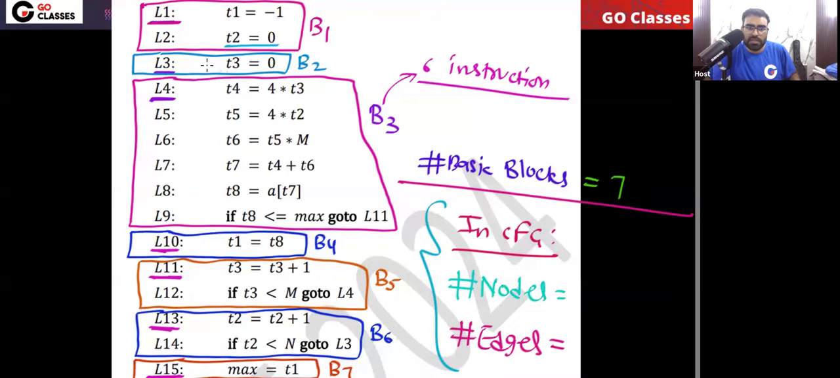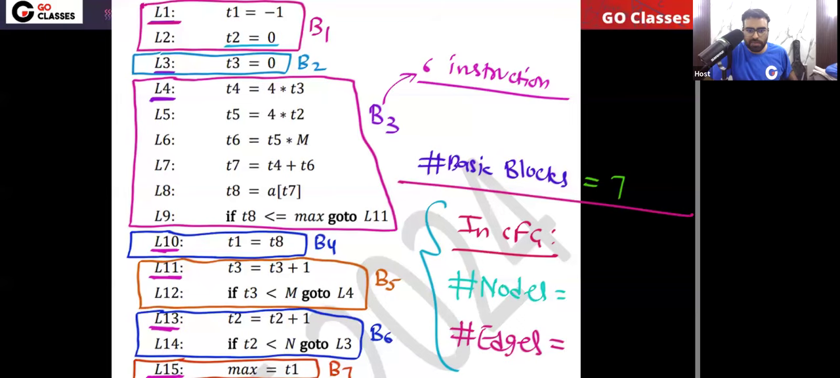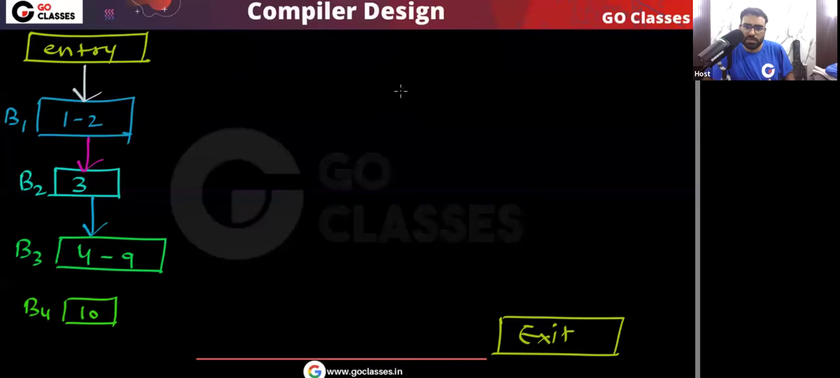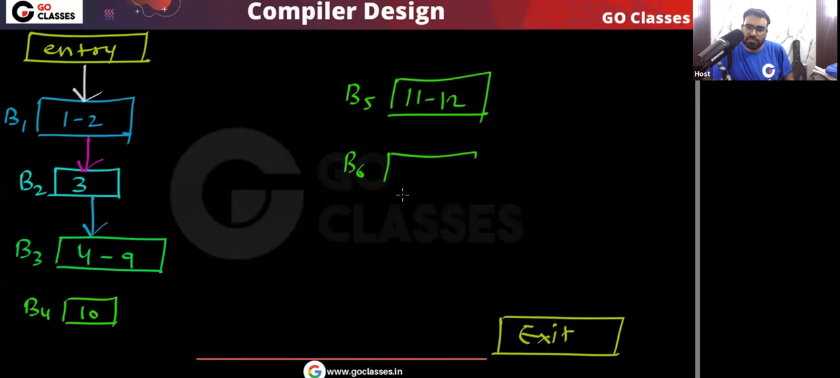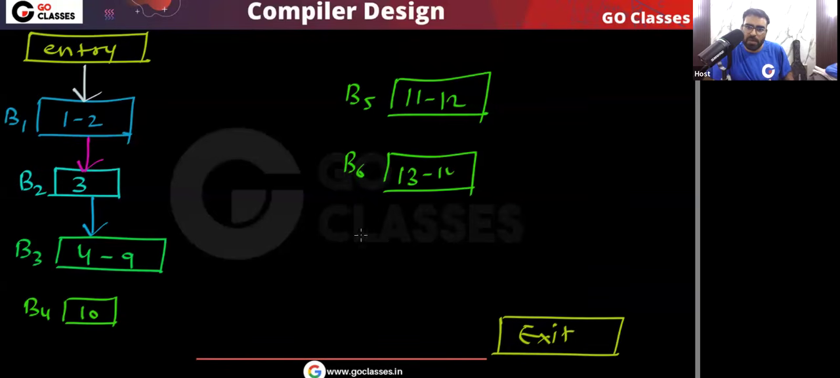And remember one more thing: in block b2, the last instruction is a simple instruction, not a jump instruction. So I can say from b2 to b3 there will be an edge. Okay, that's it. Next you can see b4. B4 has only one instruction, instruction number 10. Then b5 has two instructions, 11 and 12. Then b6 has 13, 14. And then b7 has only one instruction, that is 15.